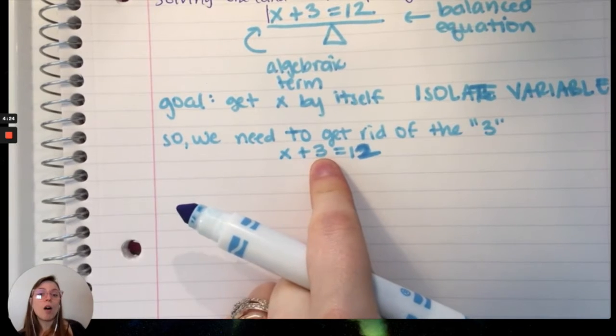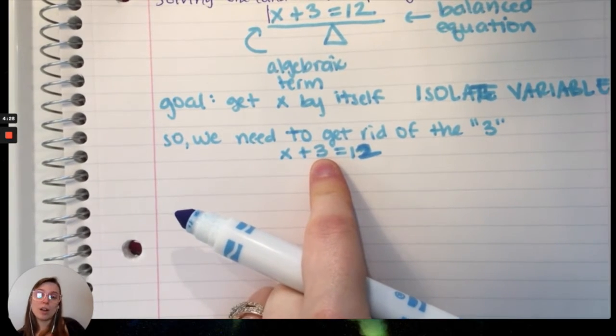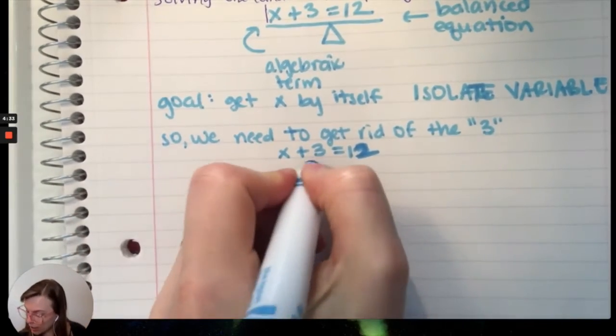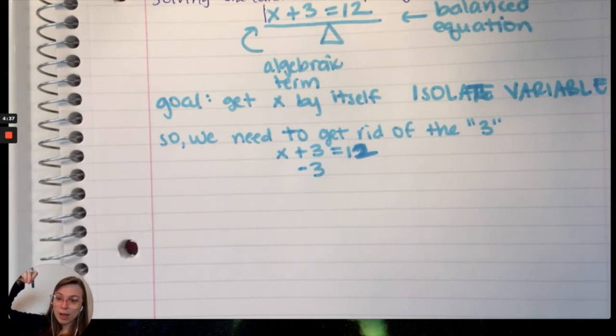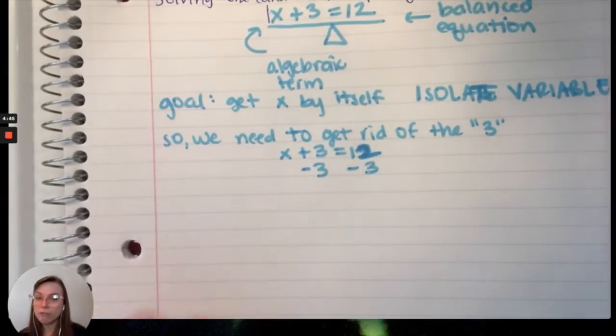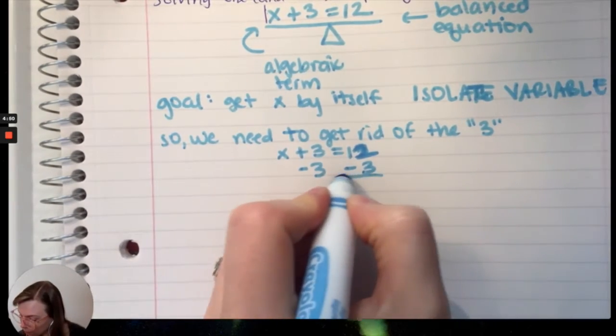So how can I make a positive 3 turn into a 0? If I'm at positive 3 on my number line, I'm going to go backwards or left 3. So I'm actually going to be subtracting 3. Now, if you take 3 grams out of one side of your balance, your scale, you have to take 3 away from the other side, 3 grams on the right side. So I have to subtract 3 from both sides to maintain the balance of the seesaw.